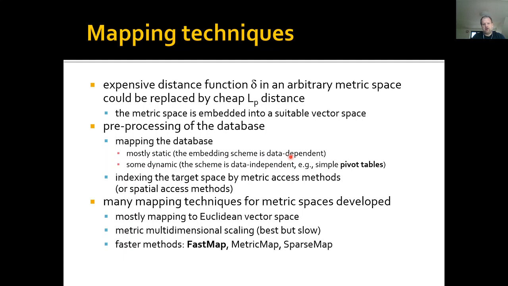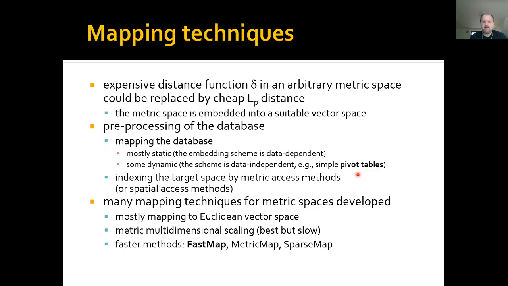Or we don't analyze the data, but design a mapping scheme that is independent of the data. For example, we could see pivot tables as this data independent mapping scheme, and we will talk about this later. We already talked about this in the previous lecture, because it was a standard exact search method for metric spaces, but we can use it also for approximate search.